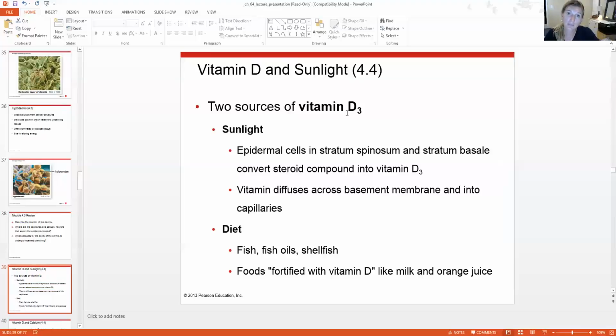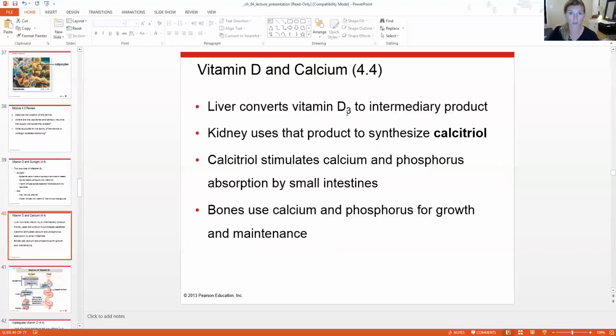You can also get vitamin D, a different version of vitamin D, from your diet. And this is coming from things like dairy products that are fortified, or things like fish, healthy fish oils, shellfish, etc. They have vitamin D in them as well. It should be noted that there are several different types of vitamin D. So you can't just depend on going out in the sun to get your vitamin D. You should be having some dietary vitamin D in your life as well, because there's different versions.